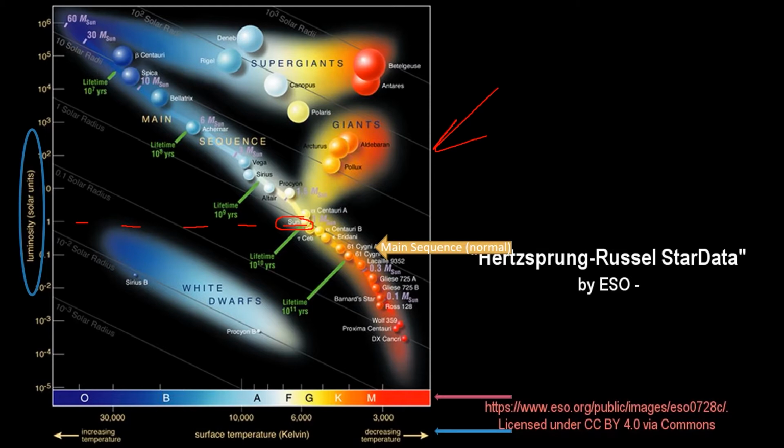Dwarfs are in the bottom left. You have main sequence in the middle, which is our normal students. We have giants up in the right, which is our genius section. And we have our white dwarfs at the bottom left, which is our difficulty with science section.